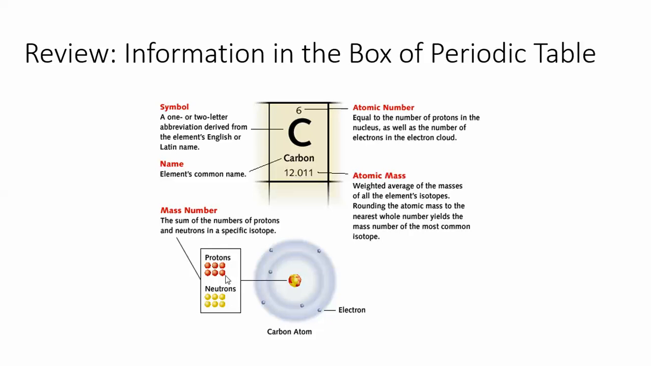So that gives us 6 protons, right? 12 total particles, 6 protons. So we have 6 neutrons in the nucleus of this carbon atom. Remember, whole numbers, not decimals, for the mass number.